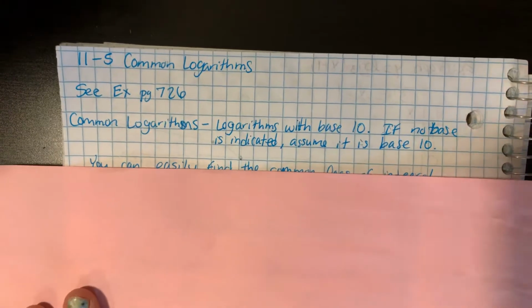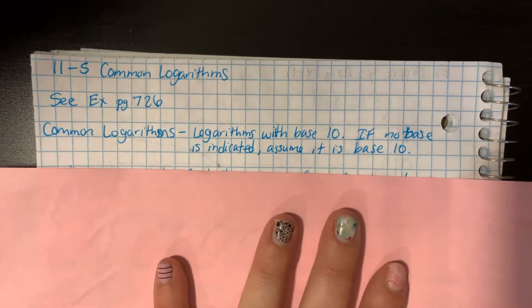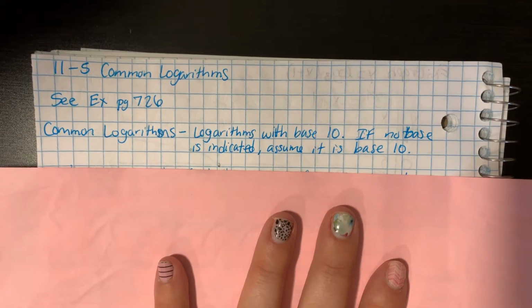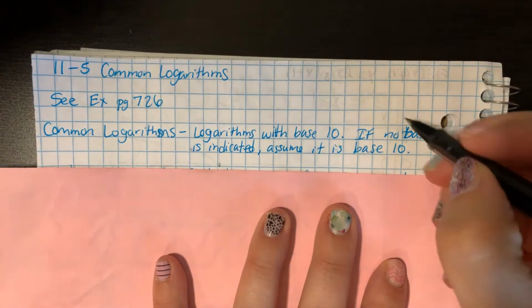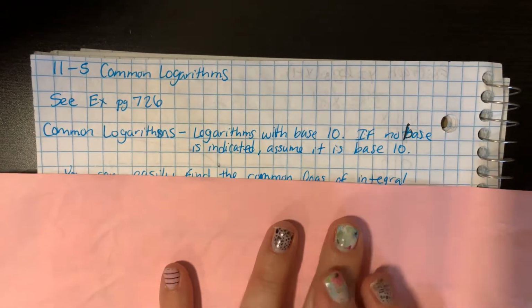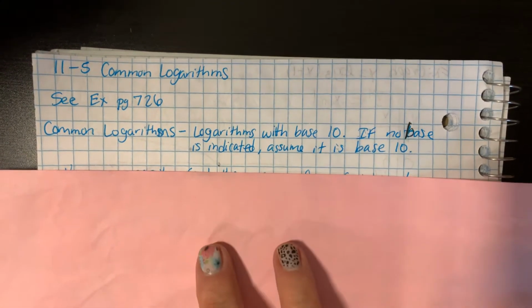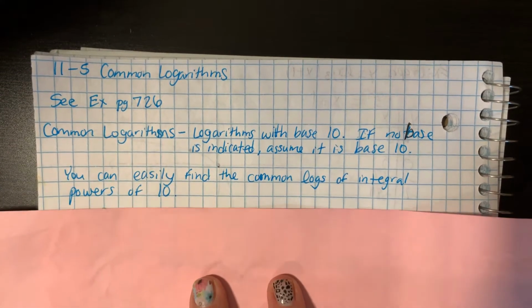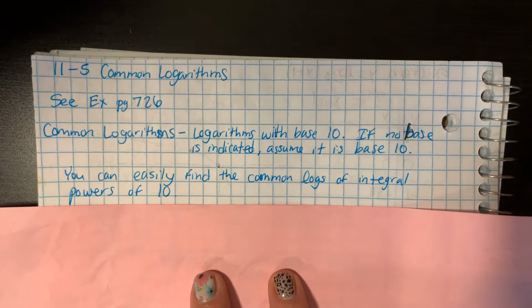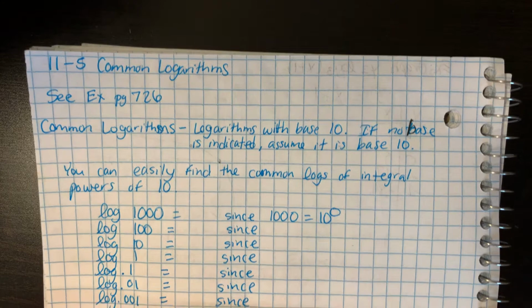So, all right. A common logarithm is a logarithm with base 10. If no base is indicated, assume it is base 10. So this just says no base. For example, you'll just see log with no base, then it is a base 10. You can easily find the common logs of integral powers of 10. So let's work on this chart.